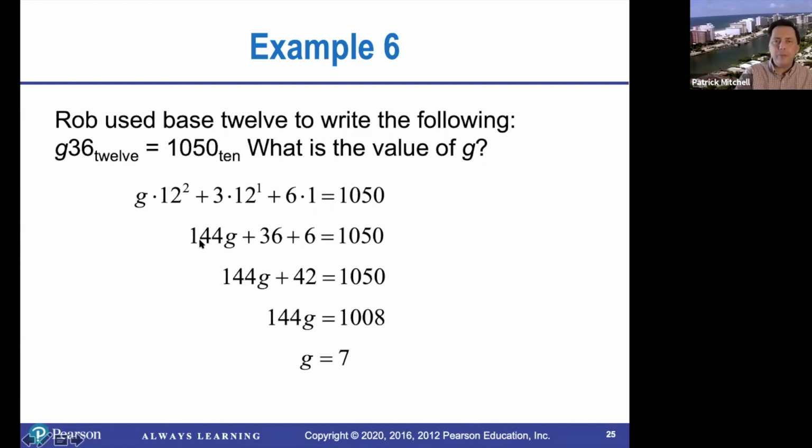So now this is just a little easy algebra problem. 144G plus 36 plus 6 is equal to 1,050. You combine these like terms, which gives you 42. Subtract 42 from both sides, you get 144G equals 1,008, which means G must be 7. So the number 1,050 in base 10 is equal to the number 736 in base 12.